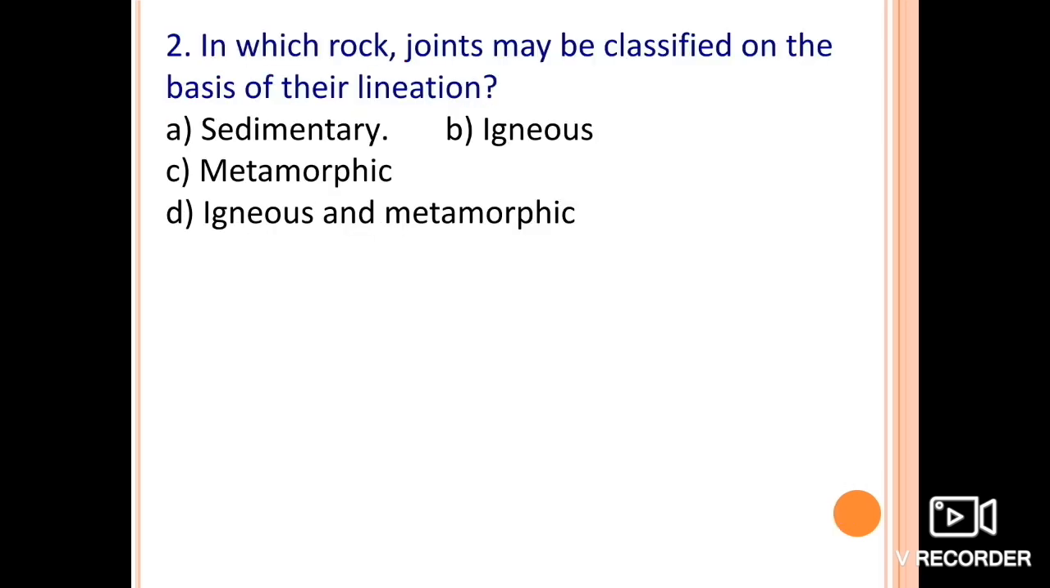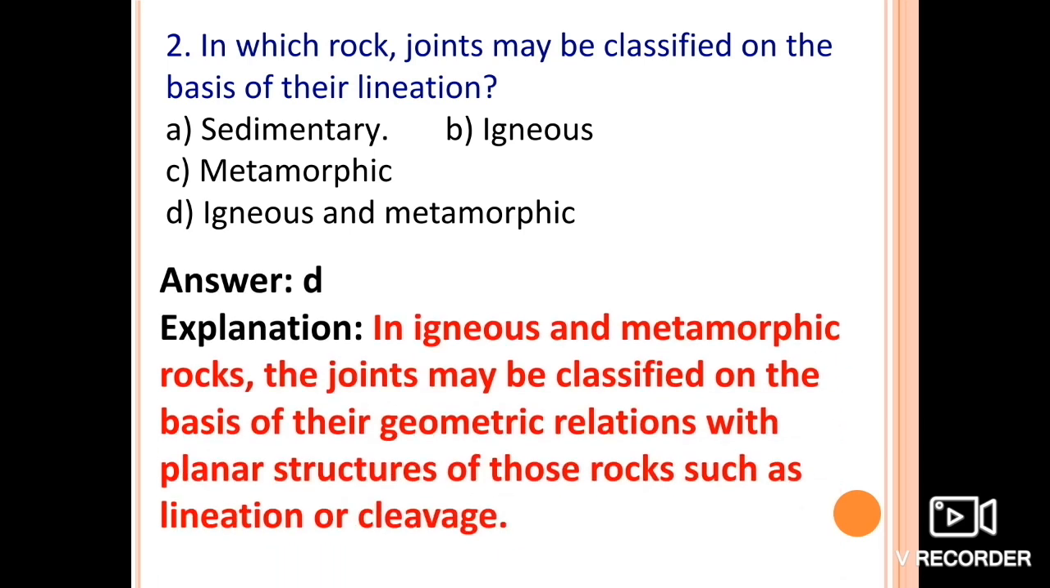The second one: in which rock may joints be classified on the basis of lineation? These are very important questions that are generally asked. The options are sedimentary rocks, metamorphic rocks, igneous rocks, or igneous and metamorphic rocks. Basically, in igneous as well as metamorphic rocks, joints may be classified on the basis of their geometrical relationship with the planar structures of those rocks, such as lineation or cleavages.